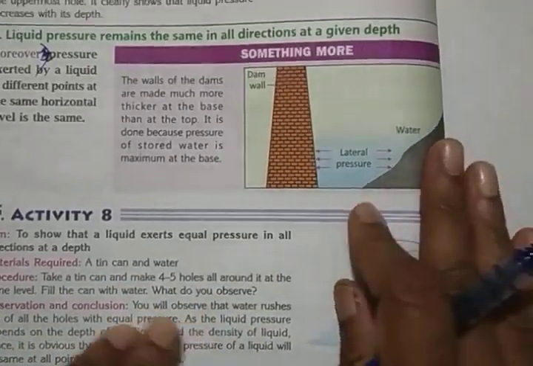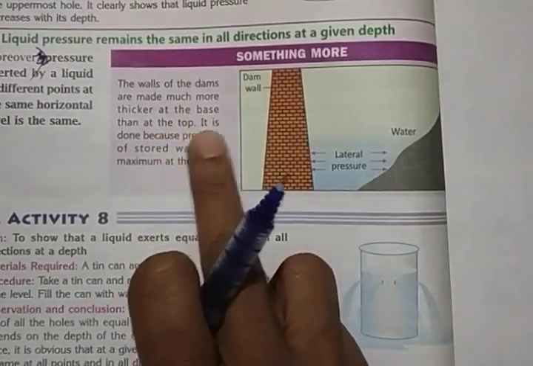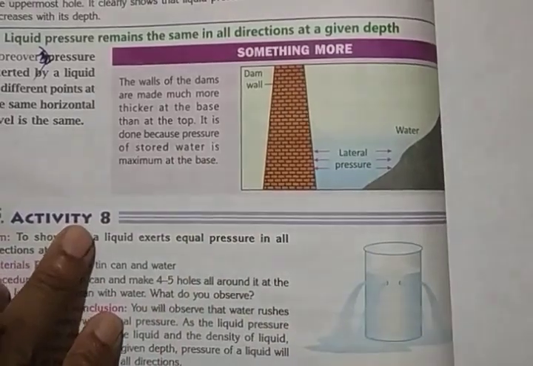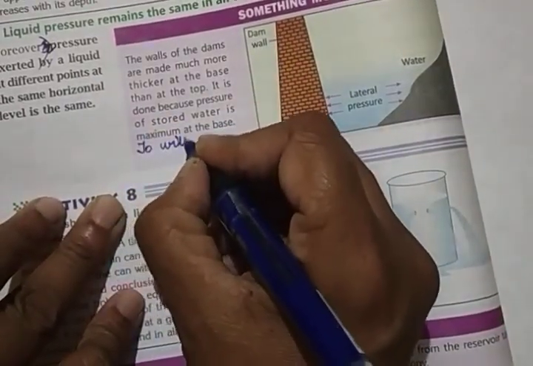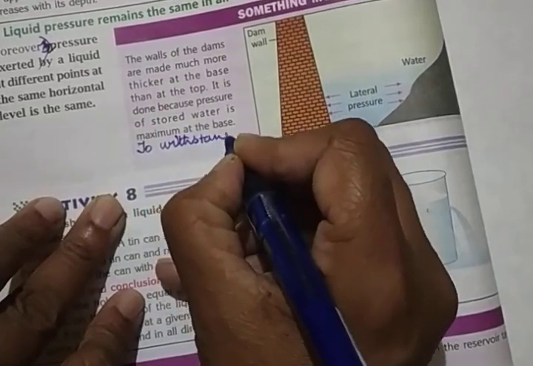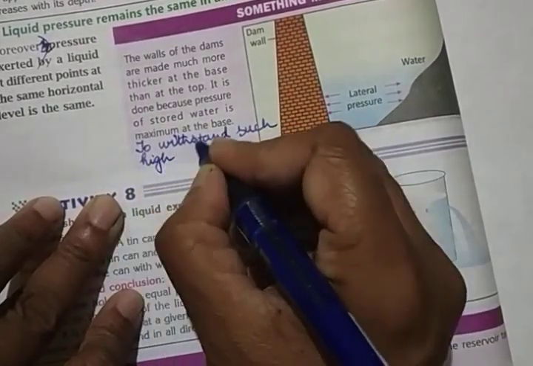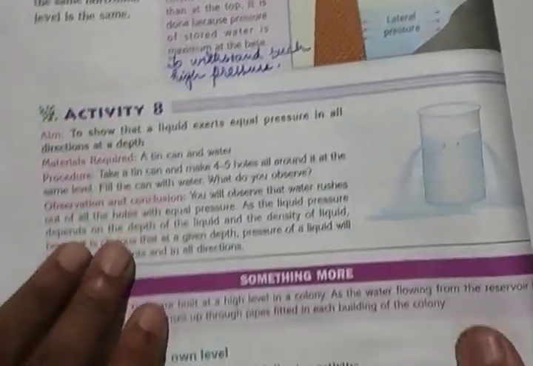So this also comes in as a reasoning question. Walls of the dam are made much thicker at the base than at the top. It is done because the pressure of stored water is maximum at the base. To withstand such high pressure, they are made broader at the base.